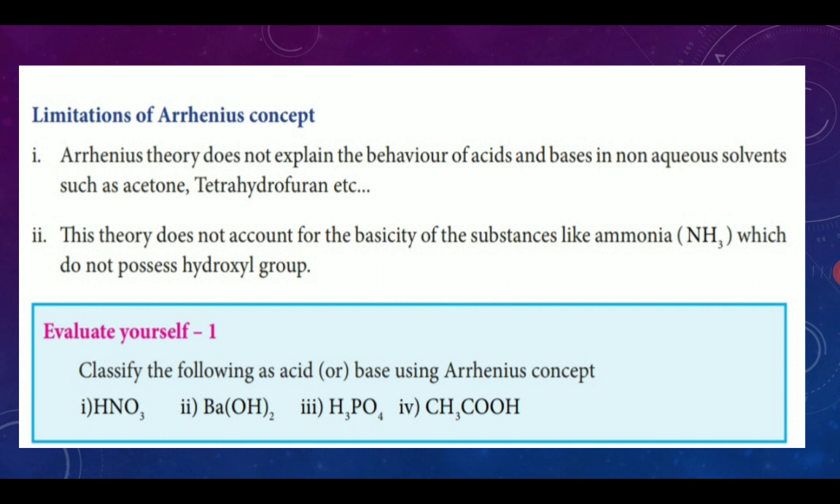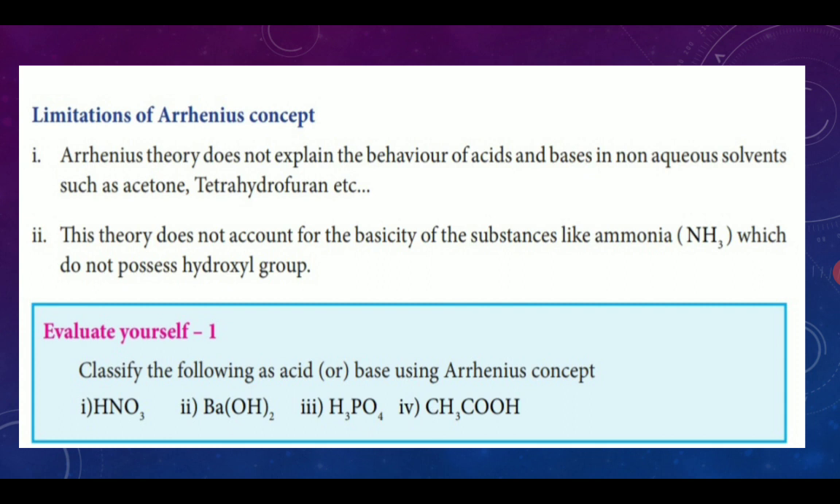One evaluation is given down. Classify following as acid or bases using Arrhenius concept. We know that whatever is giving H plus is known as hydrogen ion concentration, meaning acid, and OH minus means then it is a base. Okay. So the first one, HNO3, nitric acid, because it gives H plus ion. The second one, Ba(OH)2. So here it acts as a base because it gives out OH minus ion.